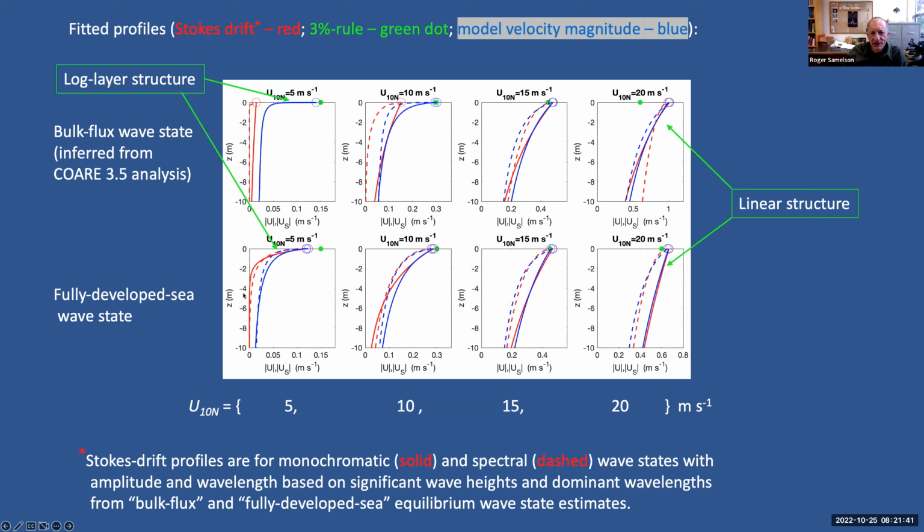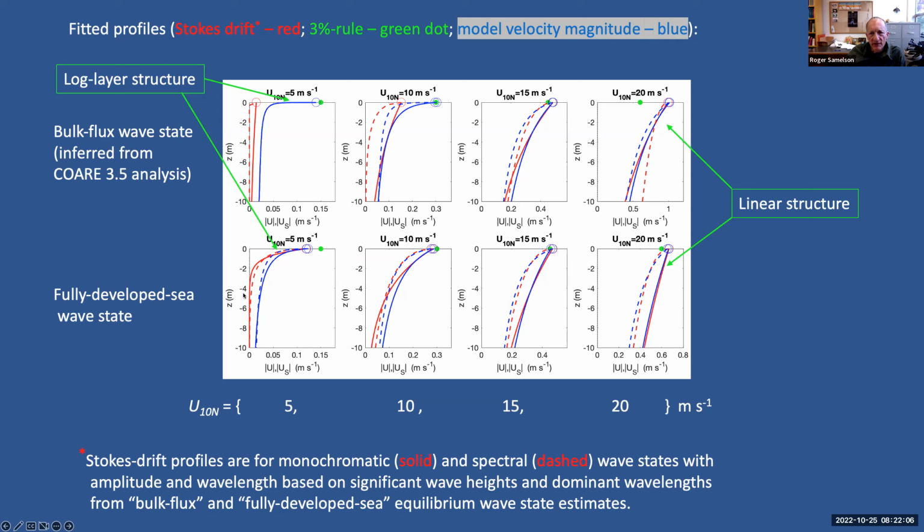And so where those are quite a bit larger than the Stokes drift estimates would be, I continue to impose that 3% rule. And you can see the main difference between the monochromatic and the spectral wave states is that there's more shear near the surface for the spectral estimates because you get the shorter wavelengths, and so less penetration with depth of the Stokes drift that comes out of that.